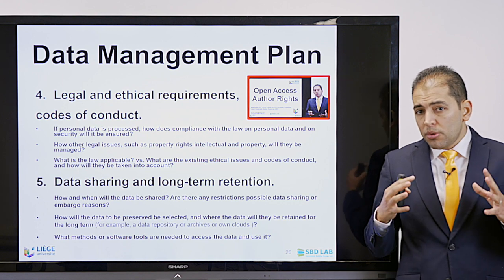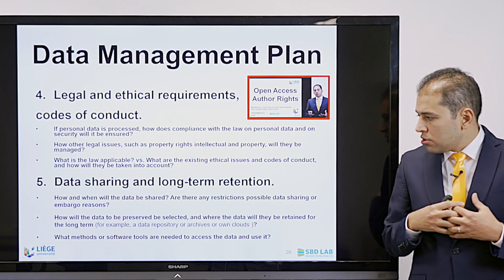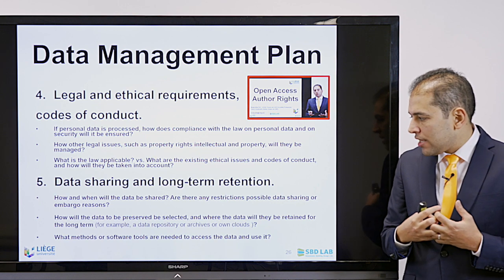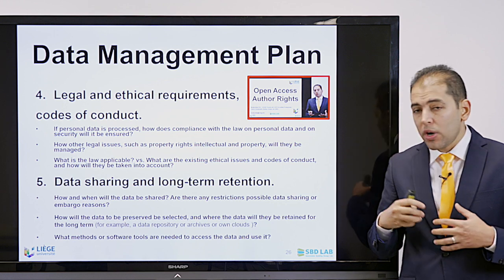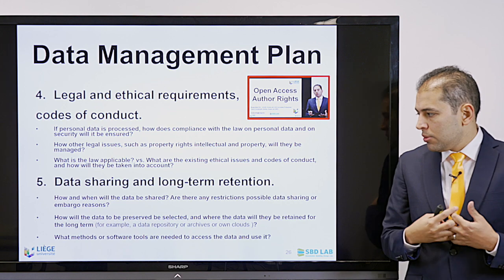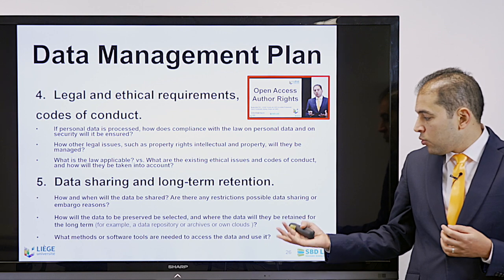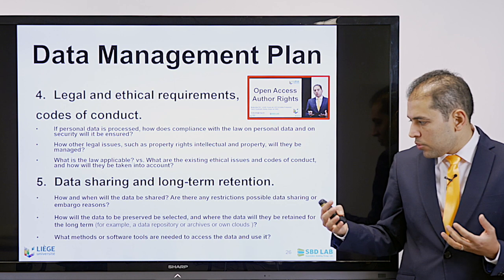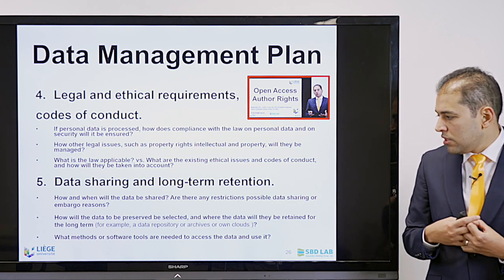Point number 5, before number 6, is data sharing and long-term retention. This is also important to look at, and in this section you need to talk about how and when the data will be shared. Are there any restrictions possible for data sharing, or any embargo, what are the reasons for the embargo, and how long is the embargo? So this would need to be addressed here. How will the data be preserved and selected, and where will the data be retained or maintained in the long term, for example, a data repository, an archive, or our own cloud? This all needs to be addressed.